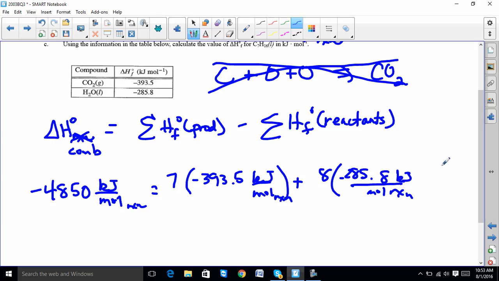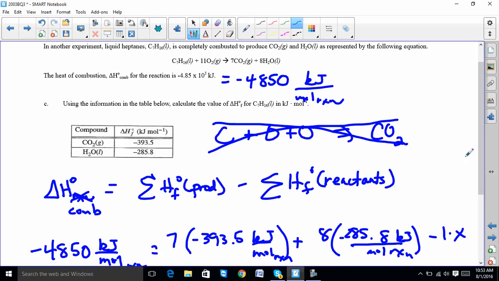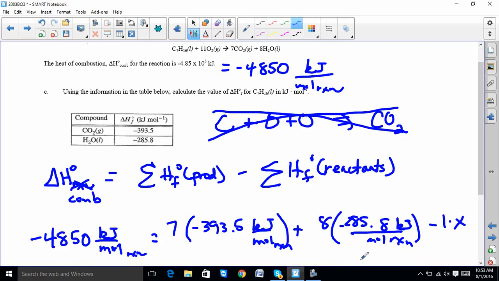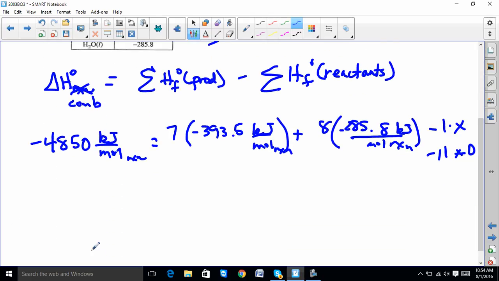I don't care if you drop that RXN. Minus 1 times X, because we're trying to figure out the heat of formation of C7H16 because it wasn't given. And then minus 11 times 0. And the reason why this is 0 is that this is an element in its most stable state, and so the heat of formation is 0 because only God can make an element. I probably said that 100 times.